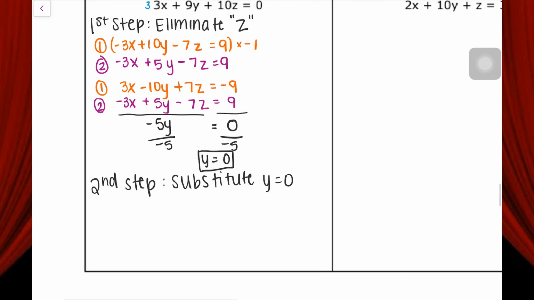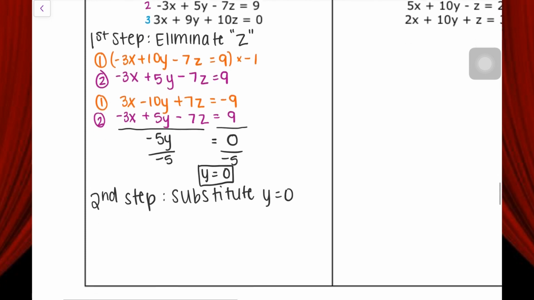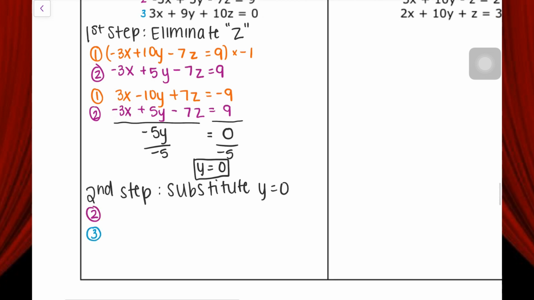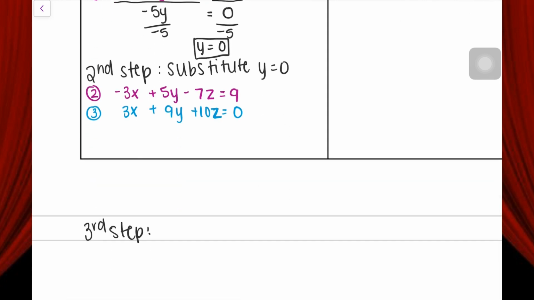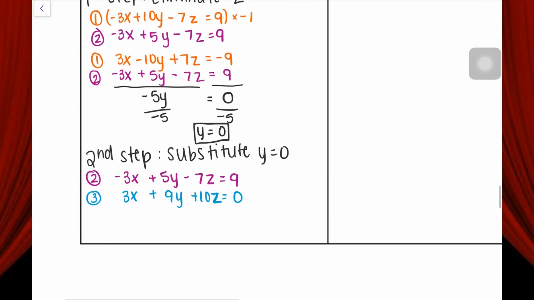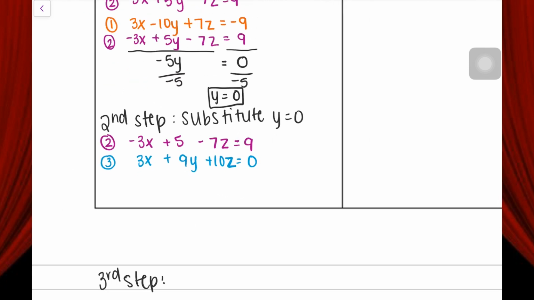Let's go ahead and eliminate equation 2 and equation 3. So when you're doing elimination, eliminate 1 and 2, and then eliminate 2 and 3. So let's go ahead and rewrite my second equation. 3x plus 9y plus 10z. Okay. So one thing to point out, we already know what y equals, right? So let's go ahead and replace our y's in our second and third equation with 0. This makes it a lot easier to look at.